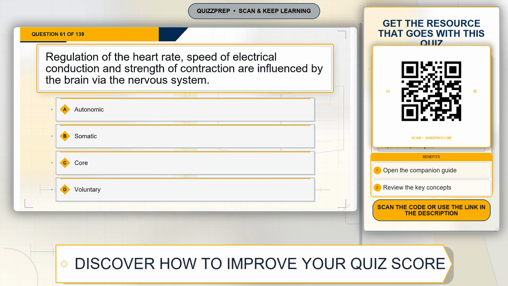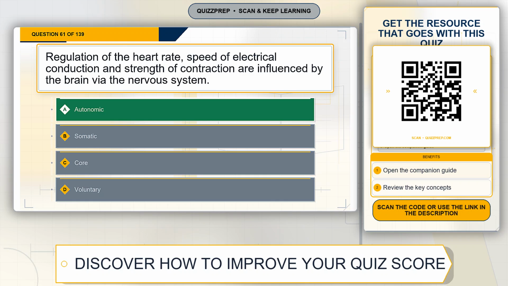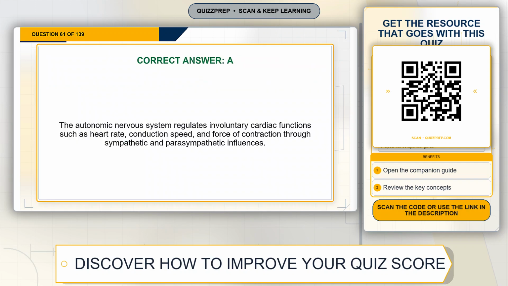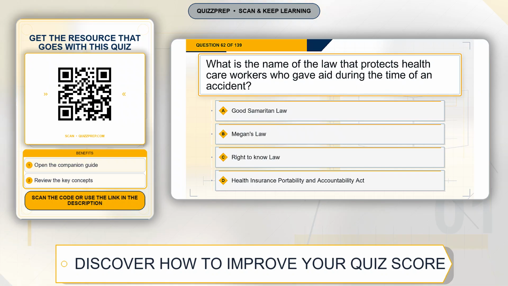Question 61. Regulation of the heart rate, speed of electrical conduction and strength of contraction are influenced by the brain via the nervous system. Option A, autonomic. Option B, somatic. Option C, core. Option D, voluntary. The correct answer is option A, autonomic. Explanation. The autonomic nervous system regulates involuntary cardiac functions such as heart rate, conduction speed, and force of contraction through sympathetic and parasympathetic influences.